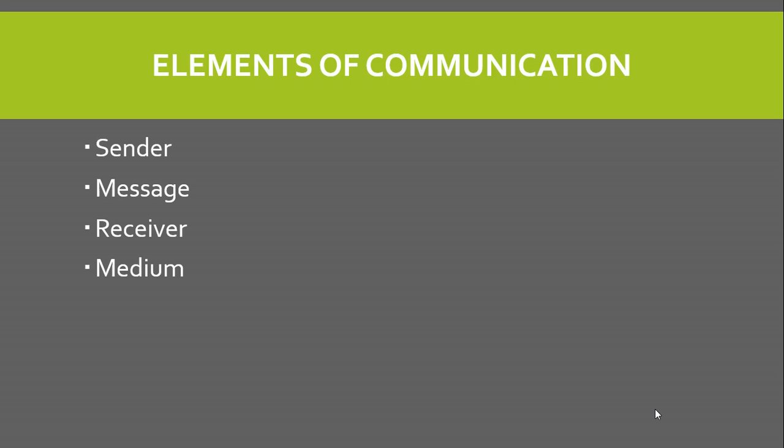Receiver. Receiver is the one who gets the message sent by the sender. This person receives the message and decodes it according to his own understanding, perspective, and situation. It is very important that the person receive the message in the same sense as meant by the sender, only then the communication can be useful.